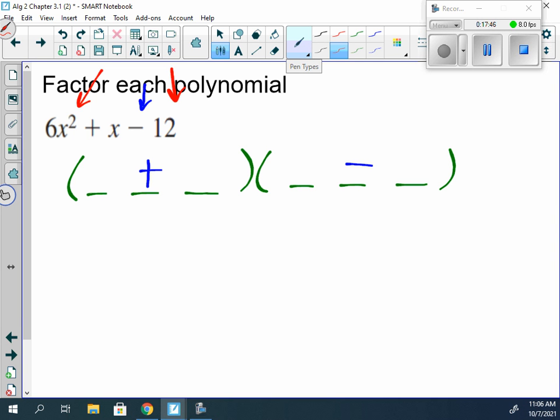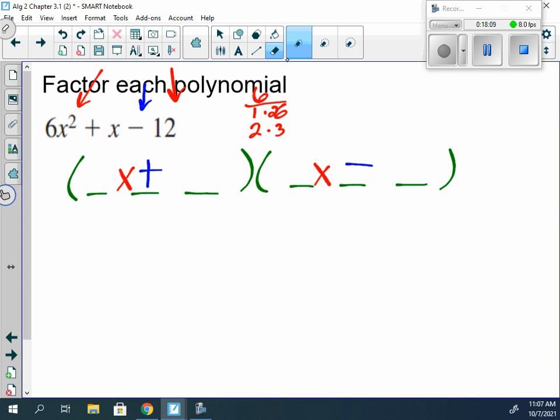And then that brings us to the factors of the first and third term. Well, the factors of 6x squared, we know part of it's going to be x and x, because we have to have that to get the x squared. We'll have x and x. That's a good place to start. Well, the factors of 6, we have 1 and 6 or 2 and 3. Which one do we want to try first? 1 and 6.